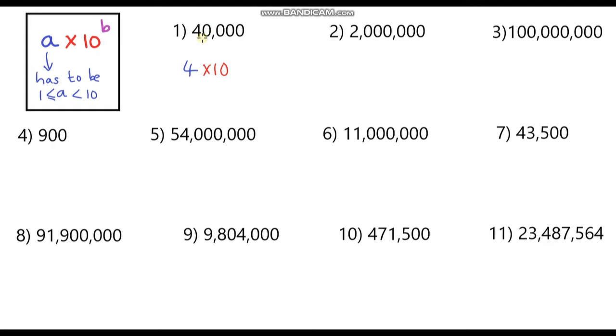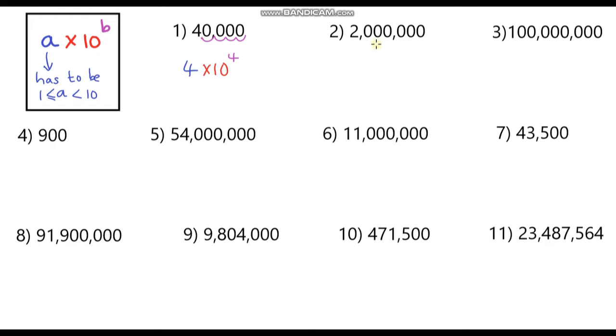If we're starting at 4, our decimal point is going to be here. That's 4.0000. But we want to get 40,000. So we're going to multiply by 10 once, twice, 3 times, 4 times. So our power is 4. So this is our answer, 4 times 10 to the power 4. Okay, let's look at question 2.